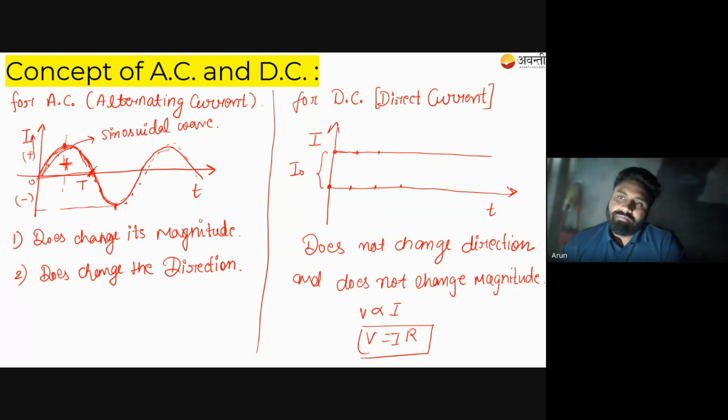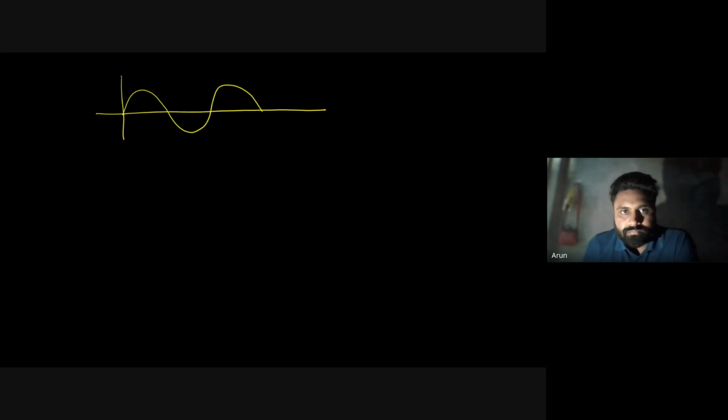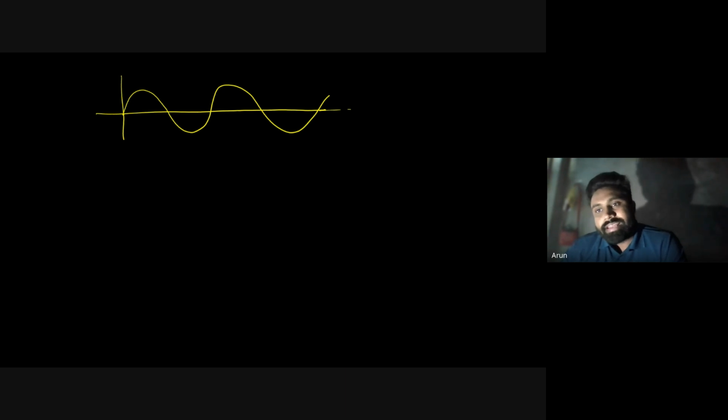Now we have to convert this AC into DC. How is it possible? It is possible because of the rectifier. Now how the rectifier works, let me give you some idea about it. Suppose this is the alternating current wave, and you have to convert it into direct current. So firstly, you do not want this current to change direction, because if the direction is changed, then it will behave as the alternating current.